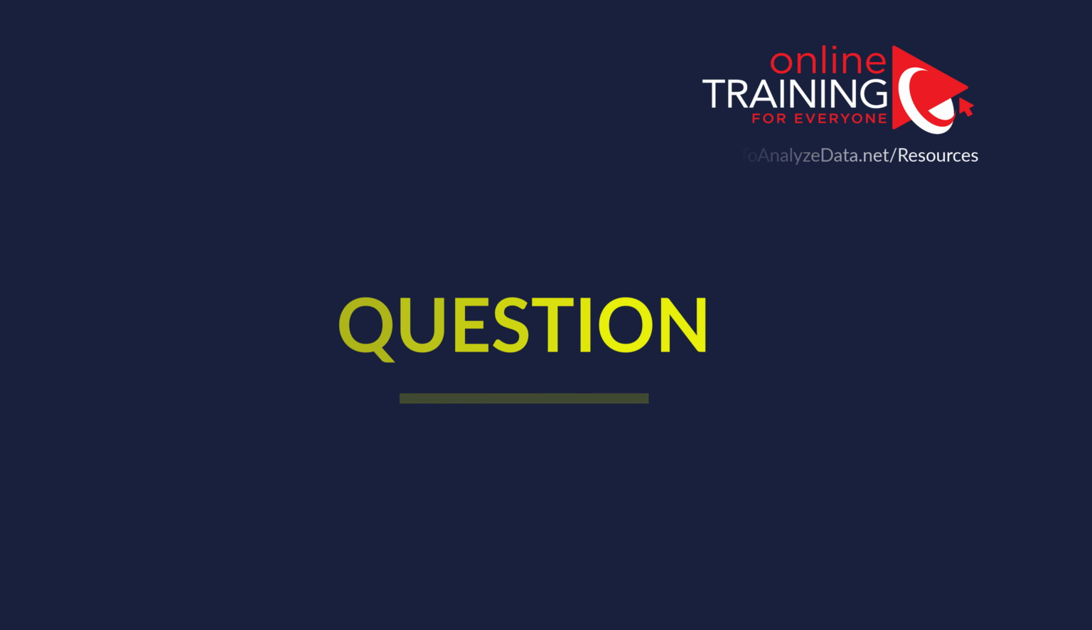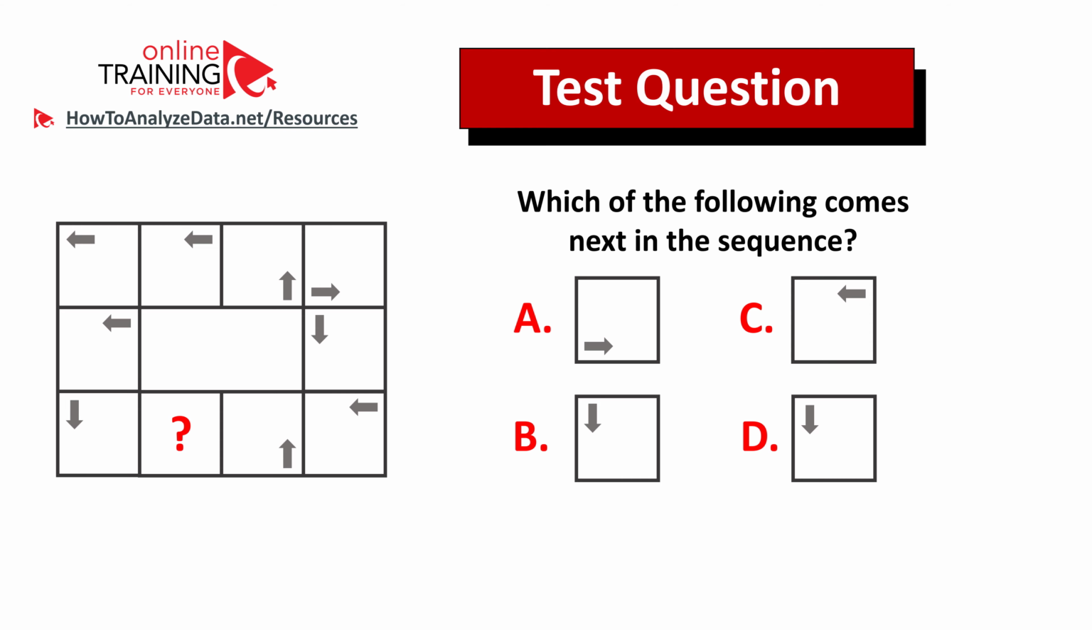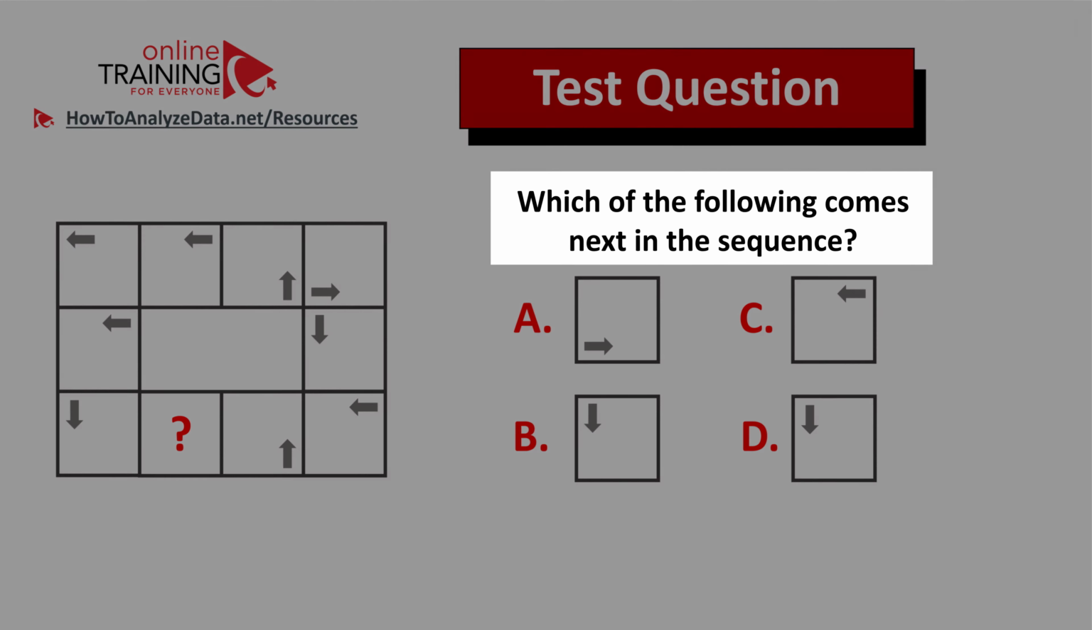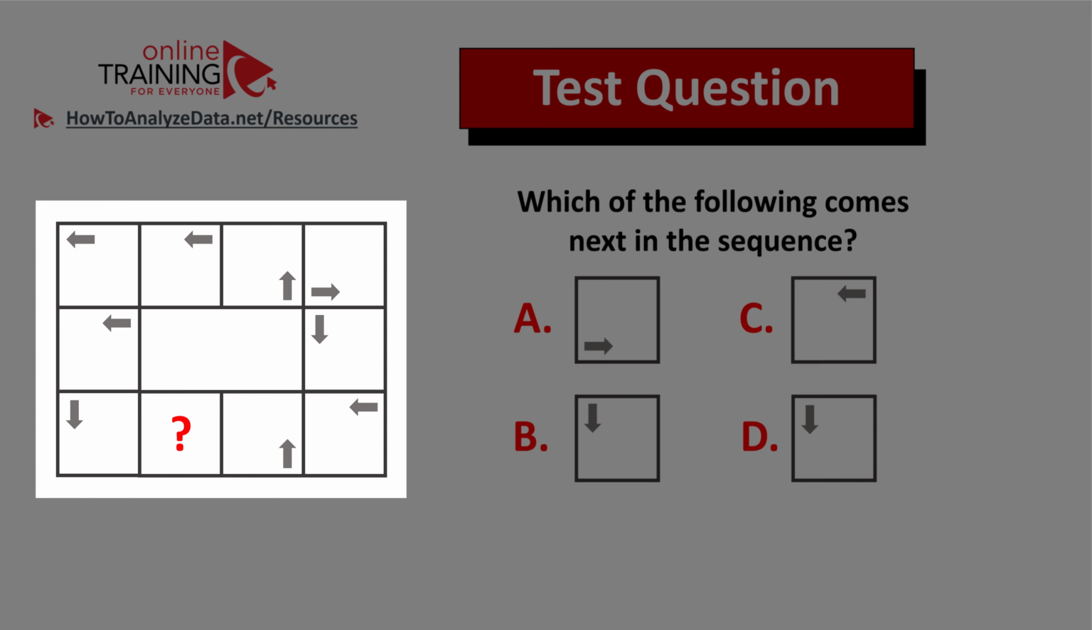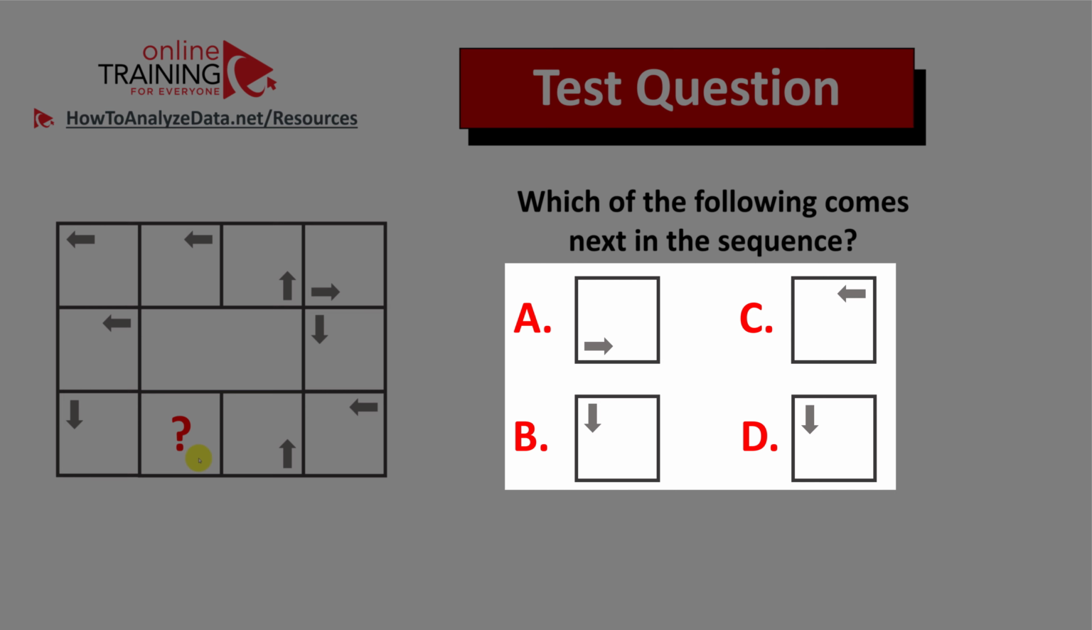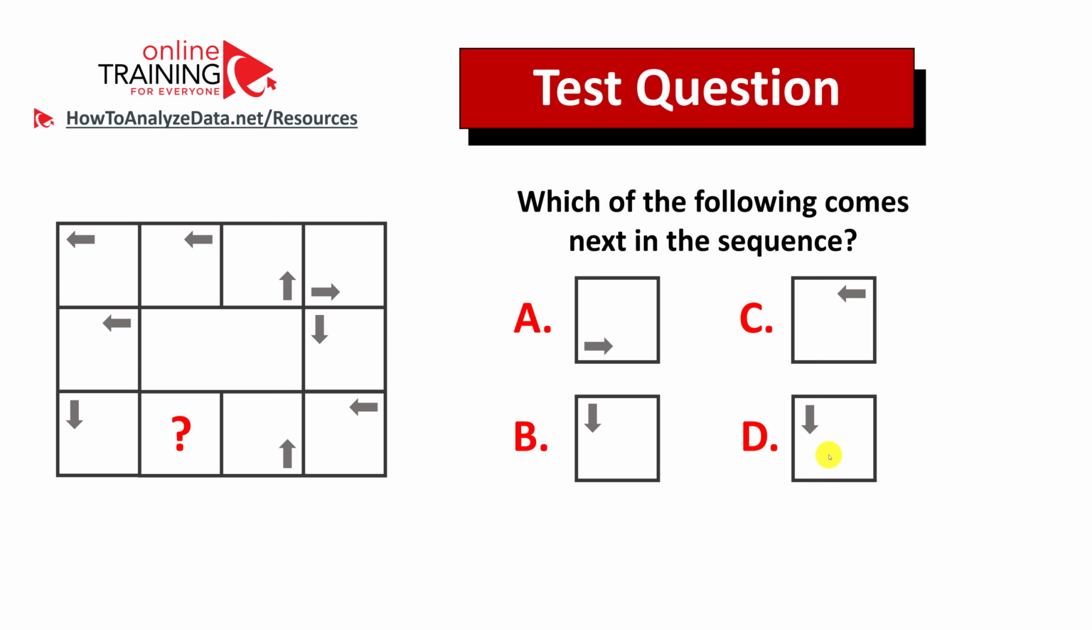Let me share with you a tricky question which tests your pattern recognition as well as logical reasoning skills. Which of the following comes next in the sequence? You're presented with a rectangle which has multiple squares, and one of the squares is missing. It has a question mark inside. And you have 4 different choices, A, B, C, and D. Take a close look to see if you can come up with the answer. Now might be a good time to pause this video to see if you can come up with the solution on your own.